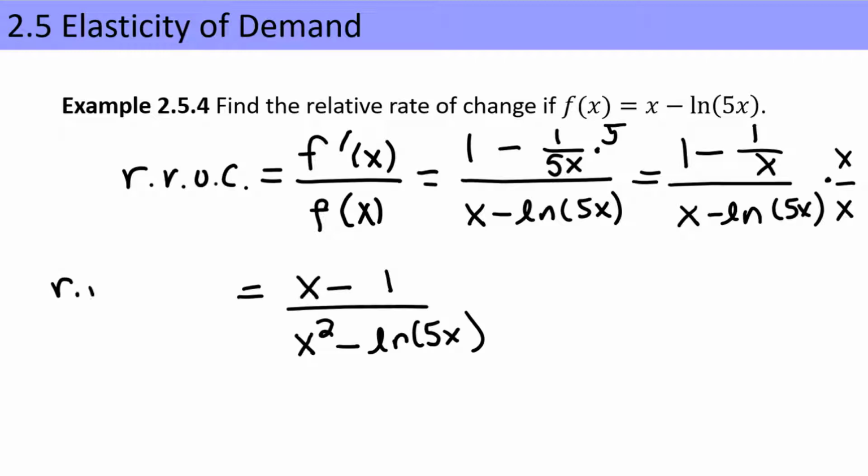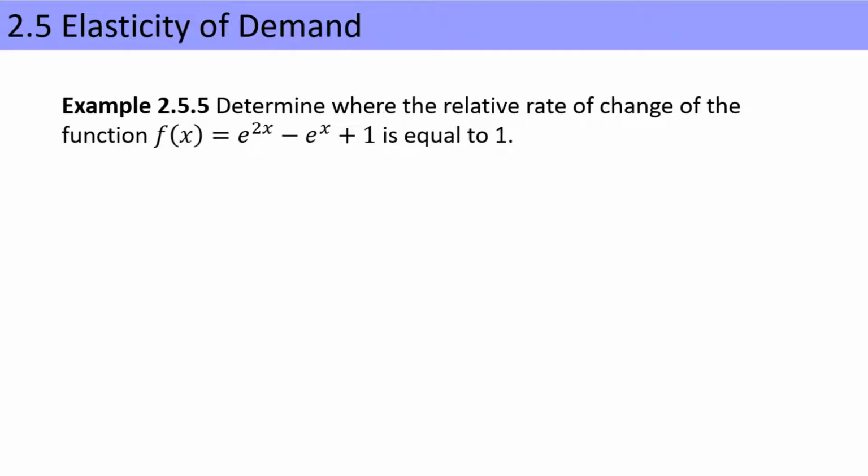So, RROC, the relative rate of change of f of x equals x minus ln of 5x, is equal to x minus 1 in the numerator divided by the quantity x squared minus the natural log of 5x.